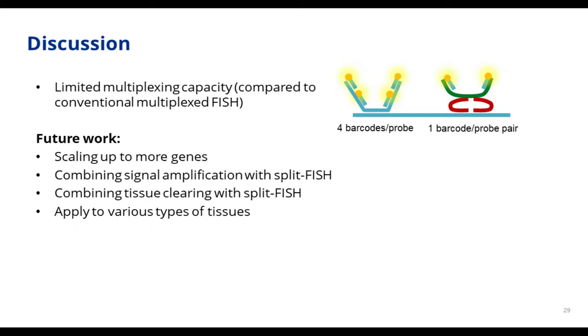To conclude, I just want to mention, this is still a work in progress. We have tried out different designs, but this split FISH still has a limitation where the multiplexing capacity is reduced, right, if you compare it to the conventional. In the split FISH case, for the same region of the RNA, we not only have to put a pair of probes, but in one pair we can only put one barcode per probe pair, versus in the conventional case you can put up to 4 barcodes per pair.